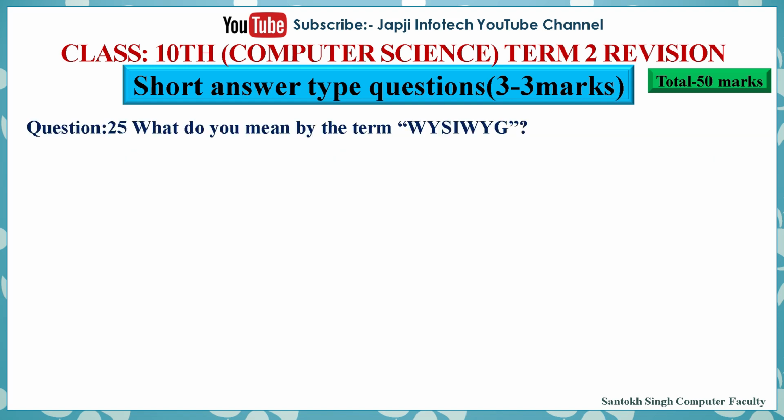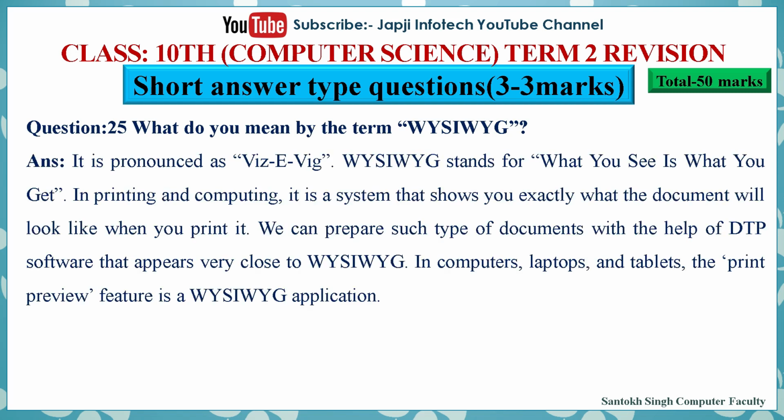And 25th one is, what do you mean by the term What You See Is What You Get? So it is pronounced as WYSIWYG. So WYSIWYG stands for What You See Is What You Get. In printing and computing, it is a system that shows you exactly what the document will look like when you print it.